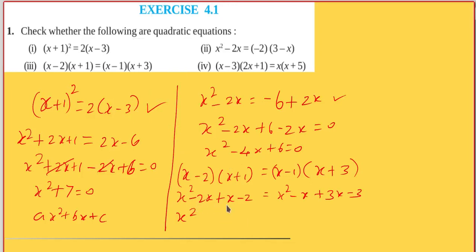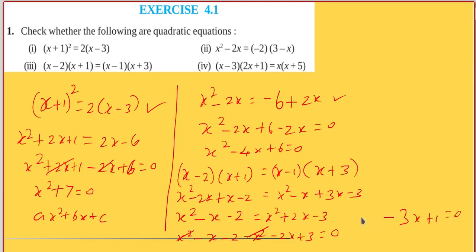These two are like terms, so let me simplify it. We will get minus 1x minus 2, and on this side x square. These two if we simplify, we will get plus 2x minus 3. Now bring to one side: x square minus x minus 2 minus x square. When we bring this to the left hand side, the sign will change: minus x square minus 2x plus 3 equal to 0. Here x square is getting cancelled, and the remaining will be minus 3x plus 1 equal to 0.